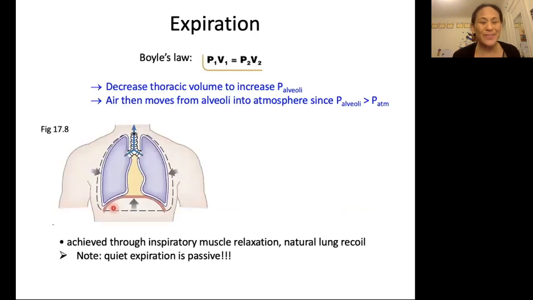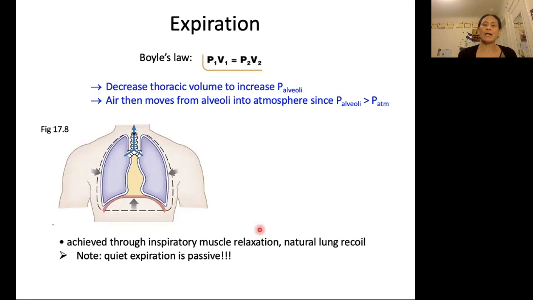Okay, so hopefully you figured out that we are going to need to decrease the volume of the thoracic cavity in order to increase the pressure in the alveoli. Once we do that, our pressure in the alveoli is going to be higher than the pressure out in the atmosphere, and then air is just going to follow its pressure gradient from our alveoli out into the atmosphere, and we will be able to expire.